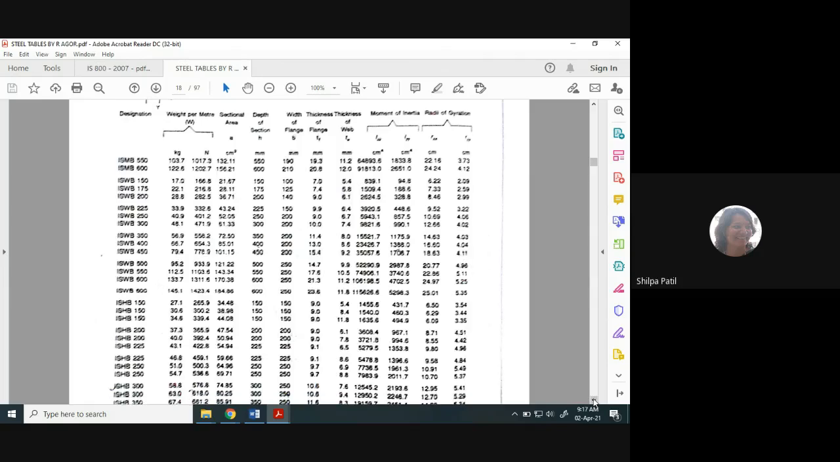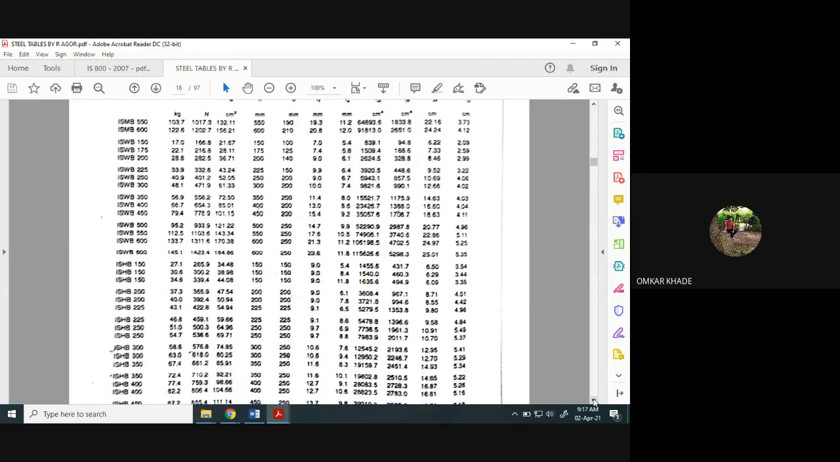Ma'am, in general, column is having heavy section only? Not necessarily. I choose ISHB normally, but ISLB and ISMB also can be selected for columns. Okay.